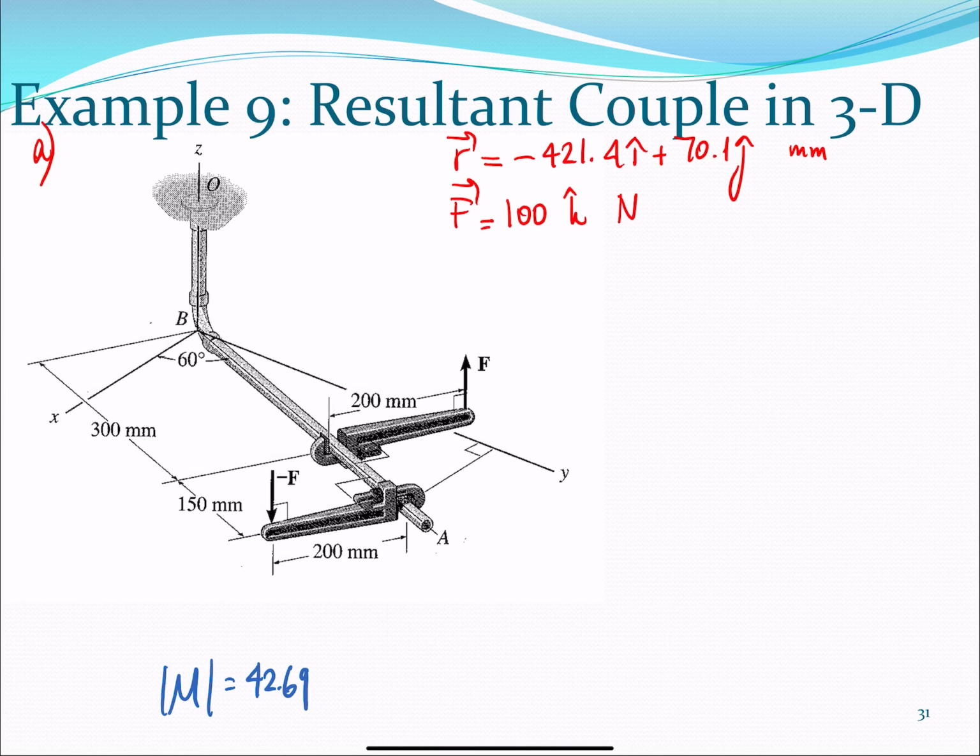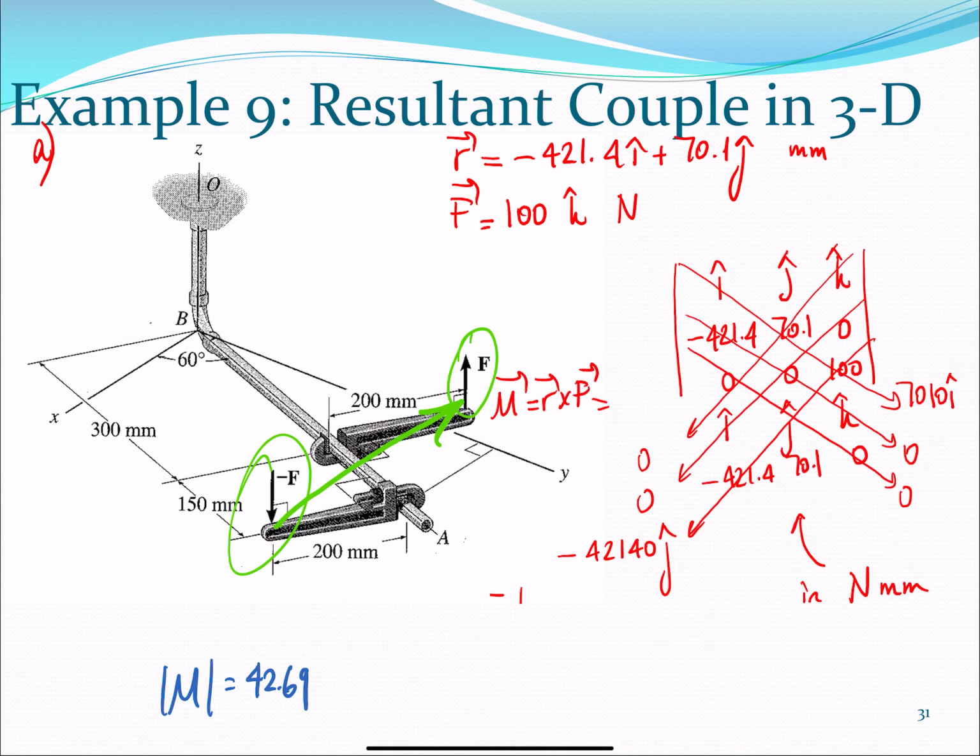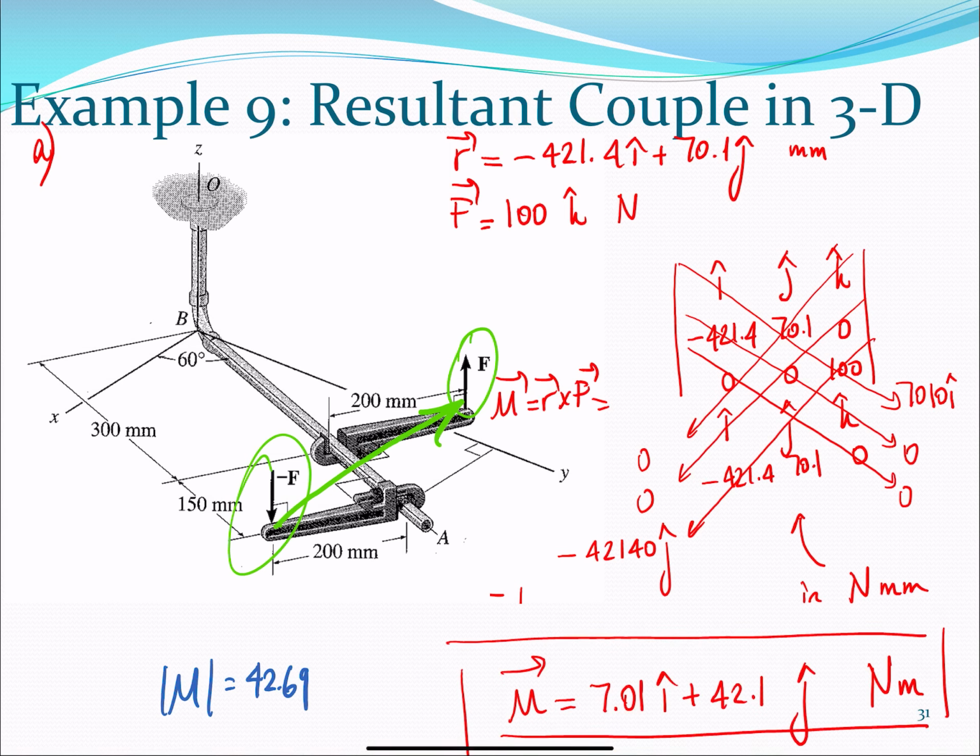Right, with the force vector. Not this one, but this one, right? Because the position vector goes from this point to this point. So that vector is 100 k hat newtons, right? And then I have to cross it. So I do the cross product, and I obtain that the moment is 7 i hat plus 42.1 j hat newton meter. That is what we get asked in part A of the problem.